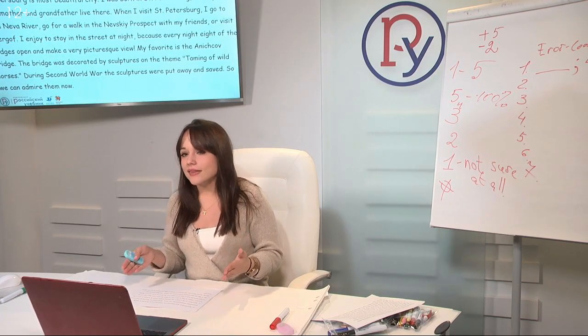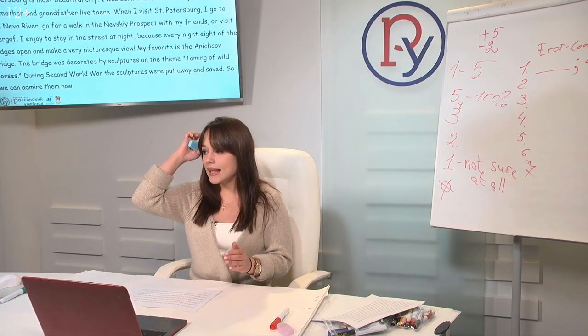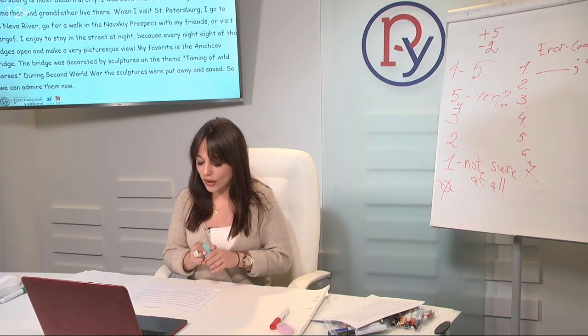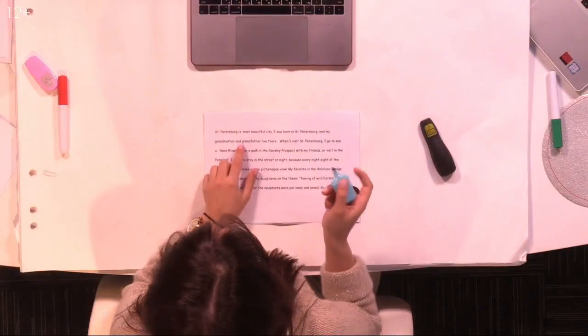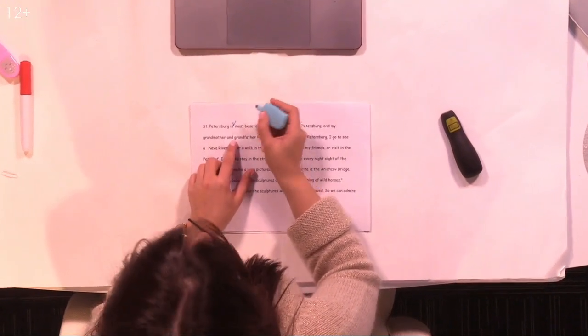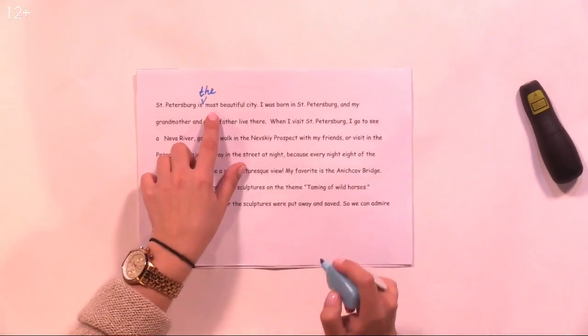Now, I have this text right in front of me, and let's have a look at what you suggest correcting. Well, St. Petersburg is, an article is missing, right? Is the most beautiful city.